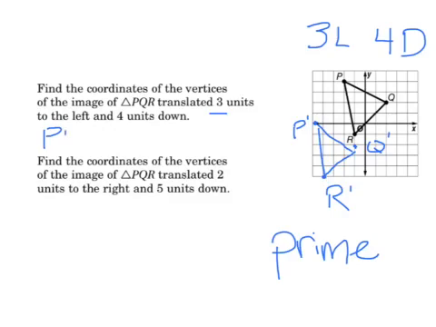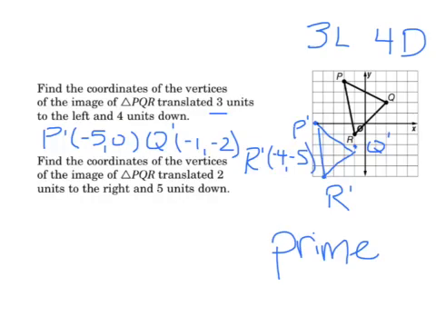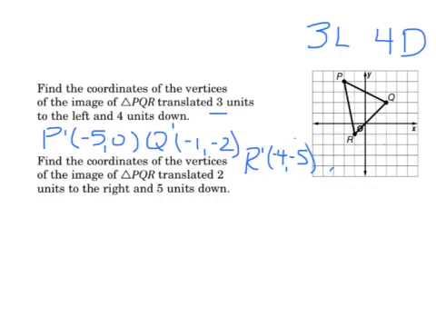So point P would now be at negative 5, 0. Point Q is now going to be at negative 1, negative 2. And point R is now going to be at negative 4, negative 5. Okay, so that's how that one works. Let me go ahead and erase all of this so I can draw the next one. So you literally move each individual point.